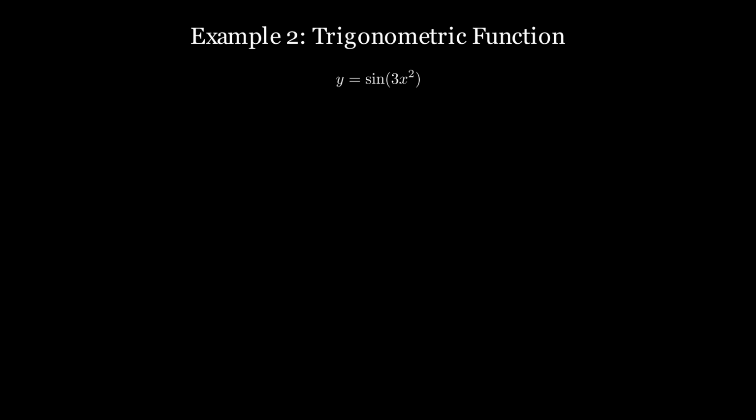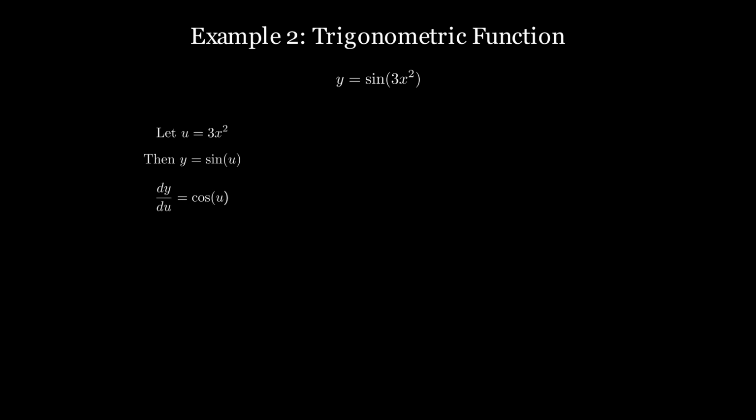Let's try a different type of function. y equals sine of 3x squared. Here, the outer function is the sine function, and the inner function is 3x squared. Again, we'll start by defining u as the inner function, 3x squared. This makes y simply sine of u.